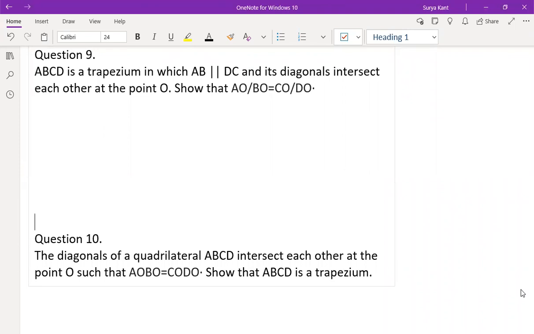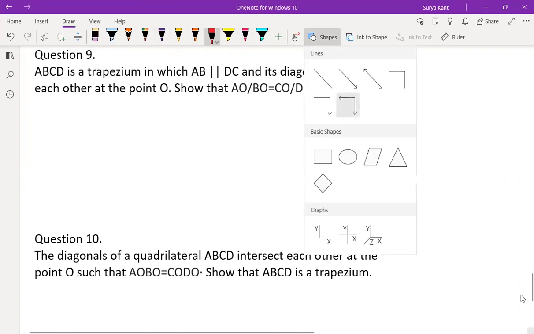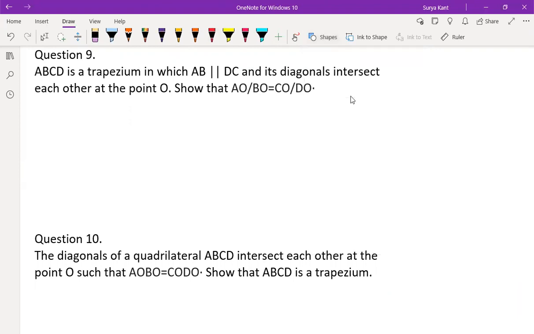ABCD is a trapezium in which AB is parallel to DC. You should make the trapezium over here. So how will the trapezium look? Make one line, then a second line. Then this is a trapezium, right? So ABCD.